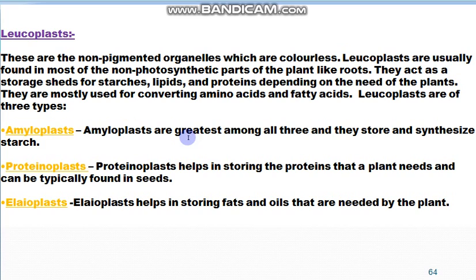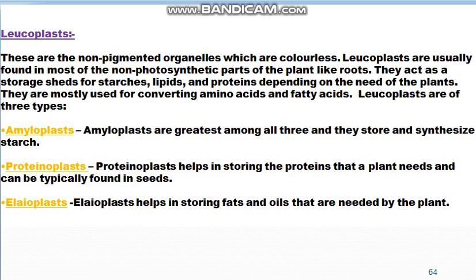Amyloplasts are the largest among all the three, and they store and synthesize starch. So this is the first type of the leucoplast. And the second type of leucoplasts are proteinoplasts. These help in storing the proteins that a plant needs and can be typically found in the seeds, because proteins are present in the seed portion of the plant.